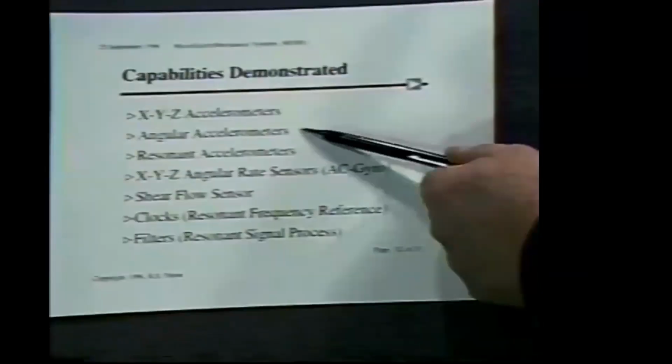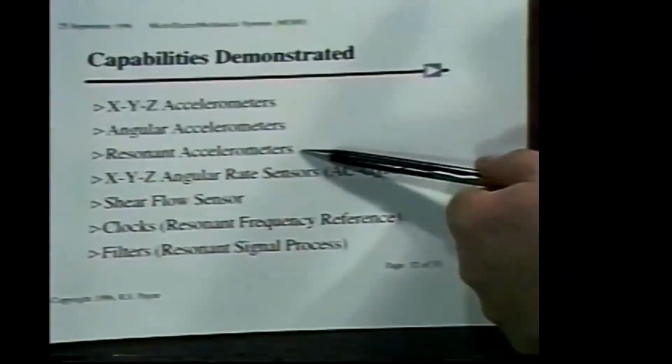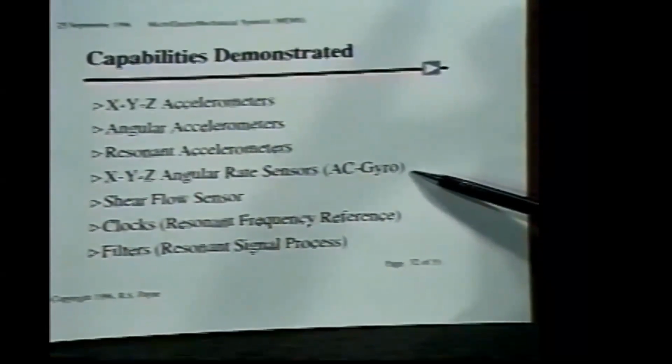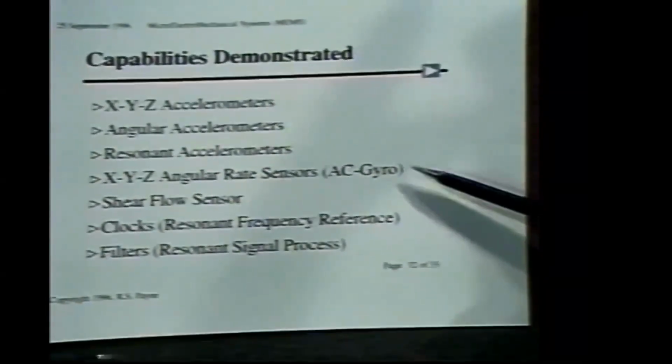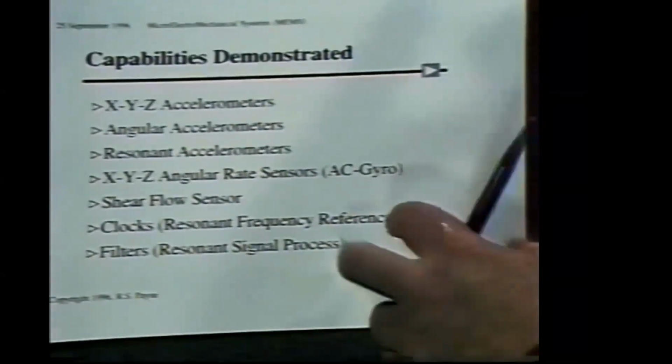For instance, accelerometers that can sense in all three directions, angular accelerometers and resonant accelerometers with dynamic ranges of another couple of orders of magnitude. There are also angular rate sensors, which I didn't have a chance to talk about, but they're really exciting, which together with XYZ accelerometers should enable a 6 degree of freedom inertial measurement unit. There are also some signal processing elements that you can do on the chip.